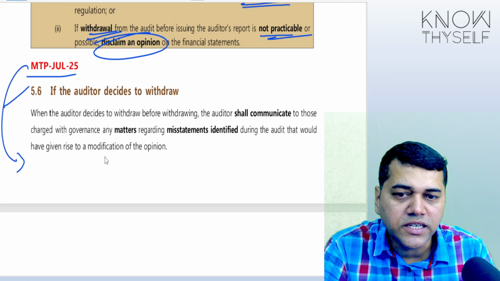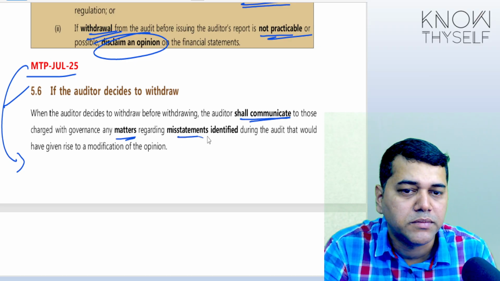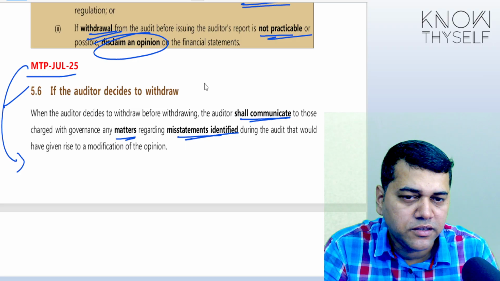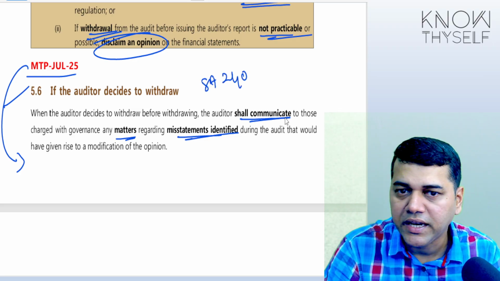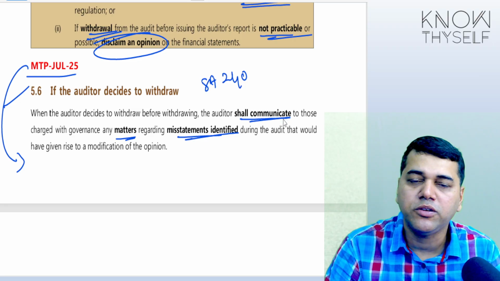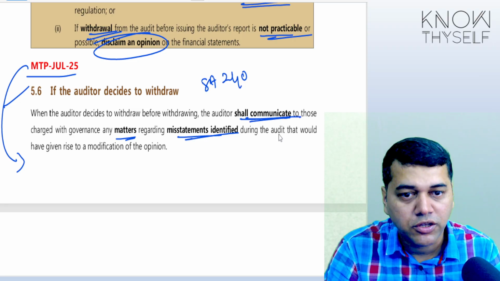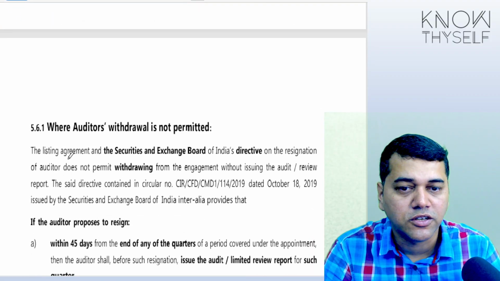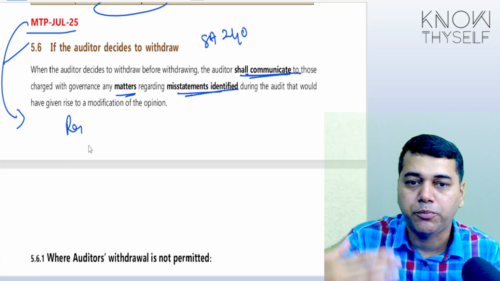So when the auditor decides to withdraw from the engagement, he should communicate the matters regarding the misstatements identified. And this is very similar to SA 240. In 240 also, because of the fraud happening at different places, it may be possible that the auditor is not able to continue the engagement. What should you do? First you should communicate the matters identified with the TCWG, and then you may have to decide to report whether you have got a reporting requirement.